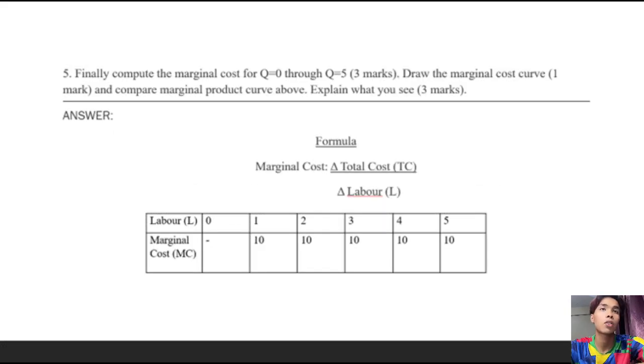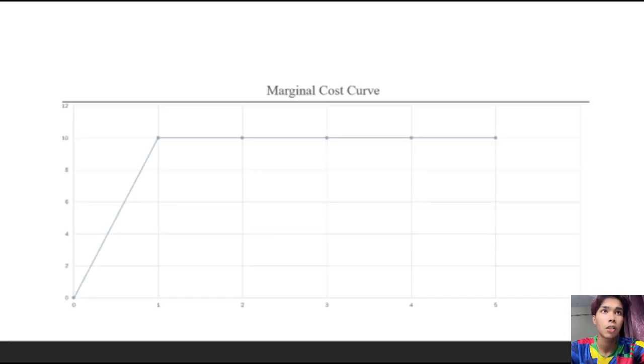So finally, compute the marginal cost for Q equals 0 through Q equals 5. Draw the marginal cost curve and compare it with the marginal product curve above. Explain what you see. For the formula, we have marginal cost equals change in total cost per change in labor. For the labor, of course, we have 0, 1, 2, 3, 4, 5. For the marginal cost, we have none for 0, and the same amount for 1, 2, 3, 4, 5, which is 10. So based on the marginal cost curve graph, from 1 to 5 we have the same amount, which is 10.